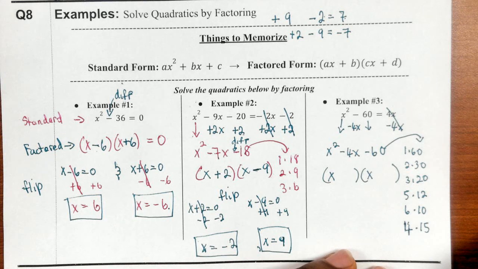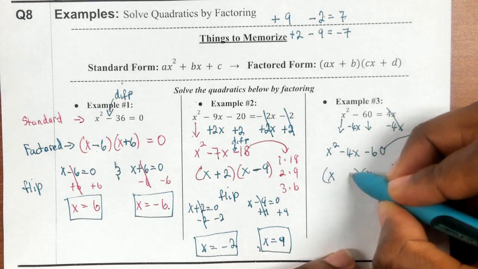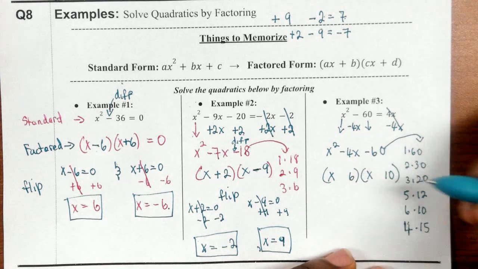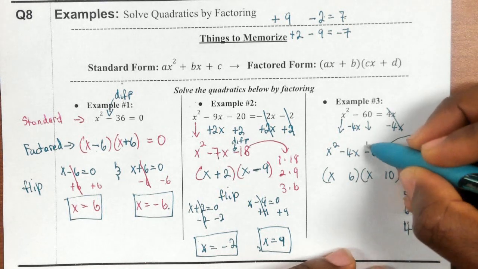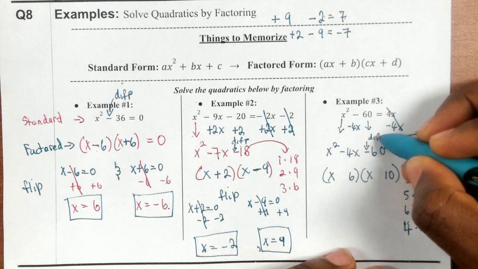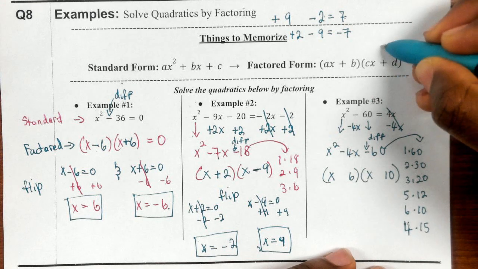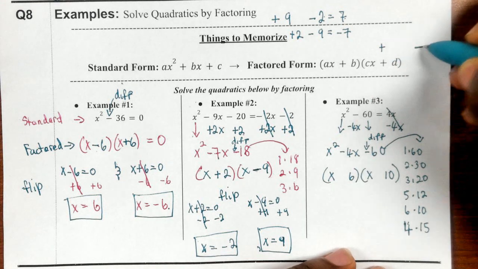Which pair do you think would add and subtract to give me a 4? The 6 and the 10, alright? So I put my 6, put my 10, alright? And there's a negative here. I think about different signs. So one of them is positive, the other will be a negative.